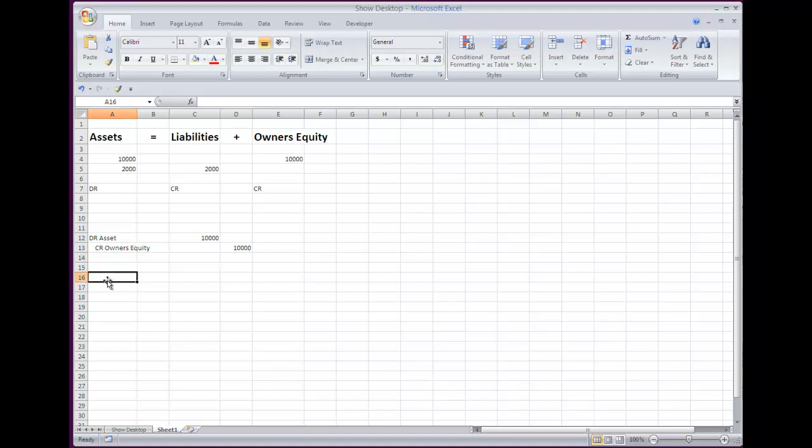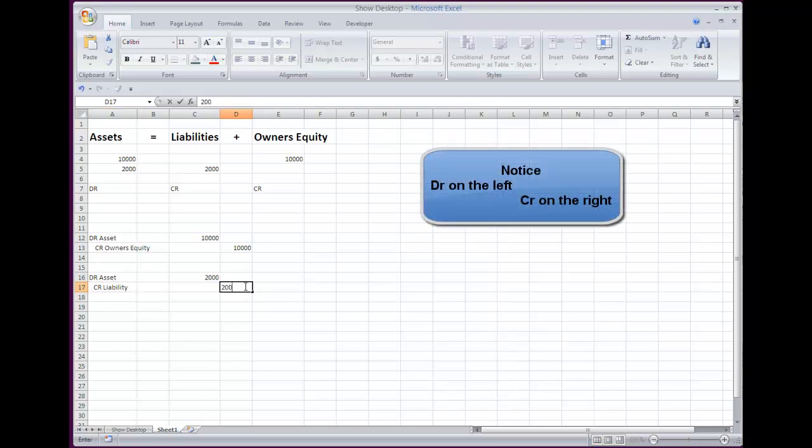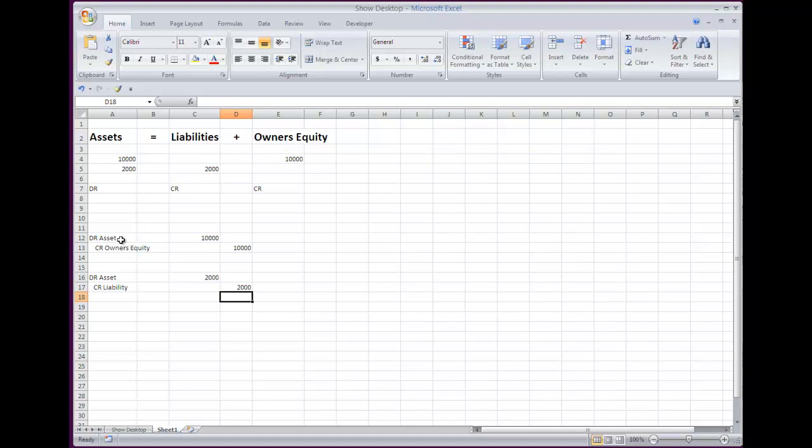And we get down to the next one, and you'll see that's a debit asset $2,000, and credit liability $2,000. So we can see here that in a journal entry, every debit is supported by a corresponding credit, and an increase in an asset is represented by a debit, and therefore increases in liabilities are represented by credits, and increases in owner's equity are represented by credits.